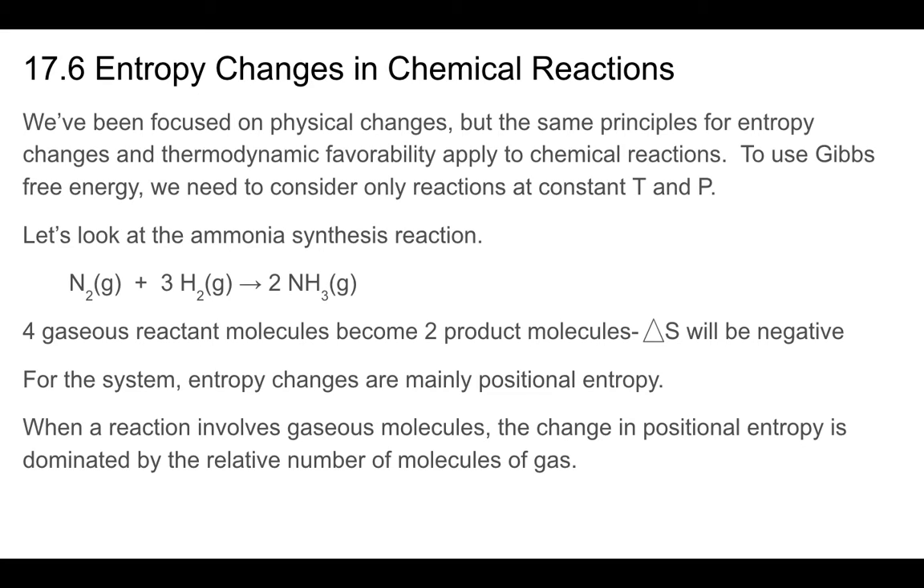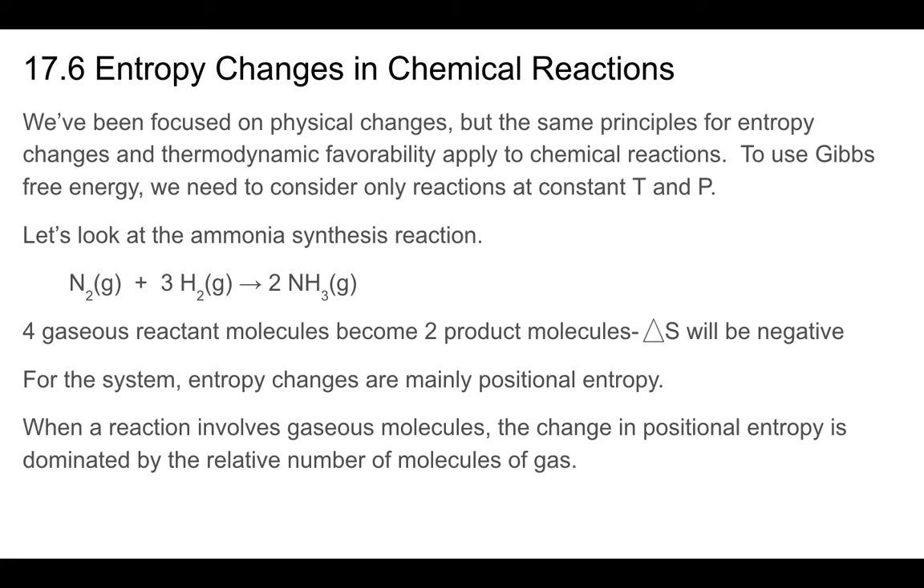So to look at an example and just talk about it qualitatively first, let's look at the ammonia synthesis, the famous Haber process, N2 plus 3H2 yields 2NH3. Starting out with entropy here, we would expect, because we're going from 4 gaseous molecules to 2, that our delta S will be negative. And when you calculate the values, it is indeed. The delta S is negative because you're going from 4 gaseous molecules to 2.